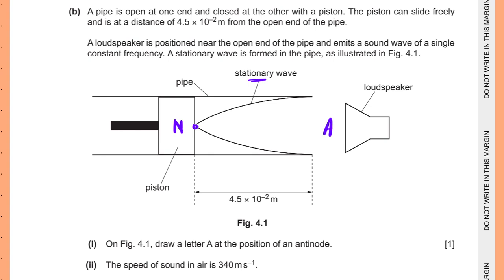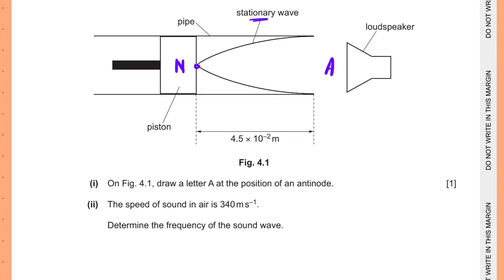The piston can slide freely and is at a distance of 4.5 × 10^-2 m from the open end of the pipe. So you have the length of this. A loudspeaker is positioned near the open end of the pipe and emits a sound wave of a single constant frequency, and a stationary wave is set up as shown. On 4.1, draw a letter A at the position of an antinode. So I've done that beforehand. Speed of sound is given and we are asked for the frequency.